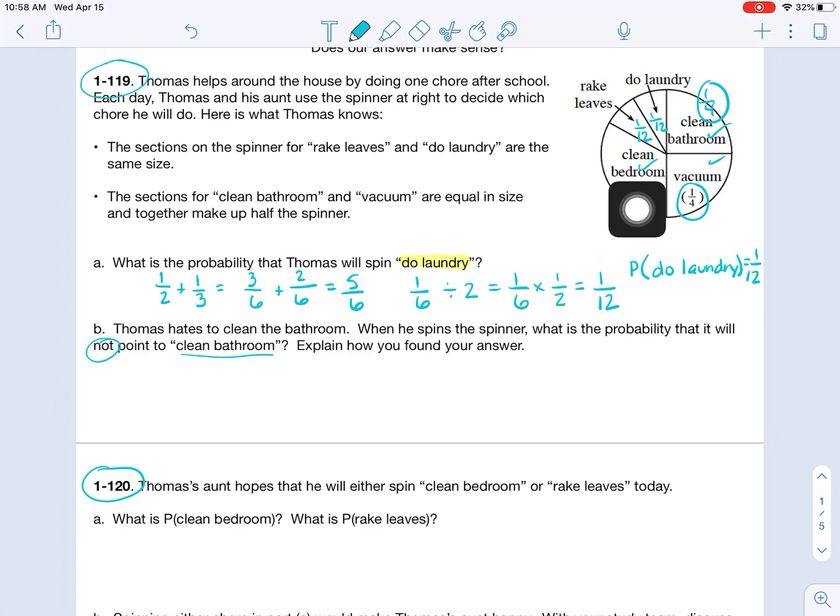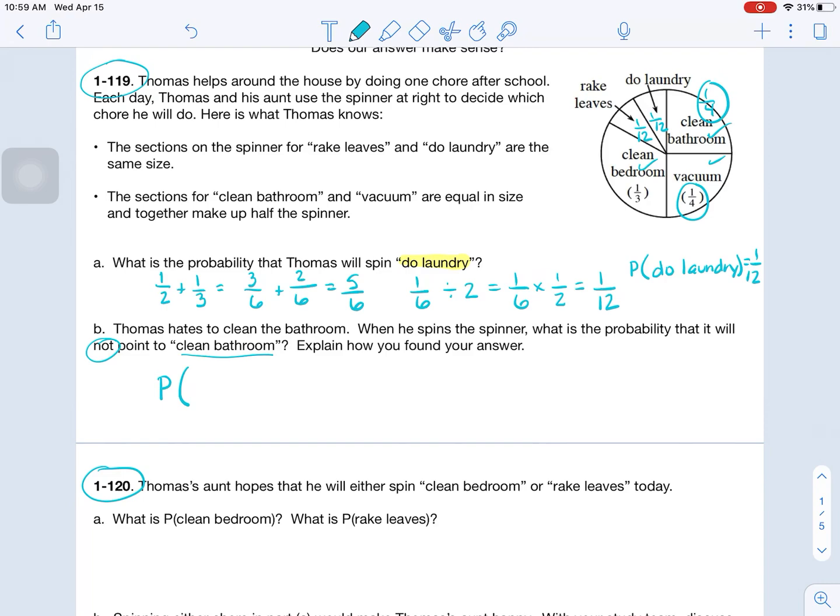Okay, so if I look back up at my spinner, make sure I accidentally the first time looked at bedroom, and he doesn't want to clean the bathroom, and I don't blame him. That represents 1/4. So that's the probability that he would land on cleaning the bathroom. This is asking the probability of not cleaning the bathroom, which means I'm going to add up all those fractions that are not cleaning the bathroom and combine those together, because he wants to do anything but cleaning the bathroom. So if you add all those up, 1/12, 1/12, 1/3, 1/4, or let's kind of think logically about this. If the part he does not want to do is 1/4 of the spinner, that means the whole rest of it has to be 3/4 of the spinner.